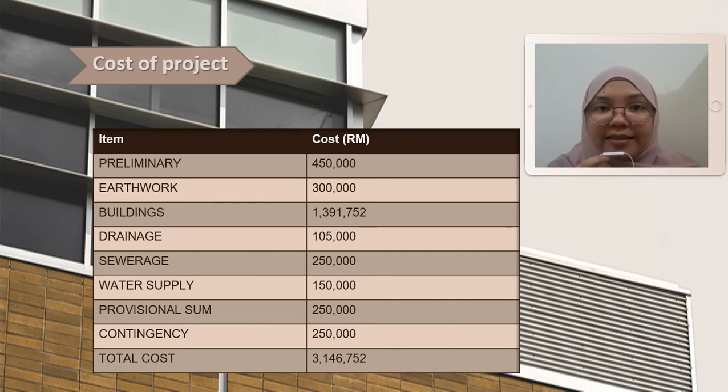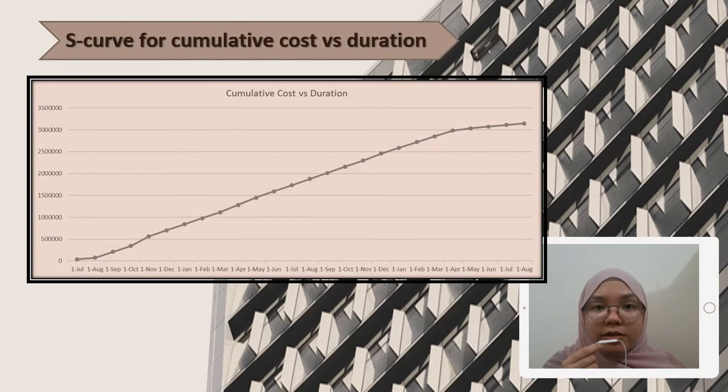It can be seen that the highest cost is for building works, as it is the main structure that comprises many sub-activities and it involves major work such as piling works. The total cost for the project is estimated to be around 3.1 million ringgit. The following graph shows the S-curve for cumulative cost versus duration.